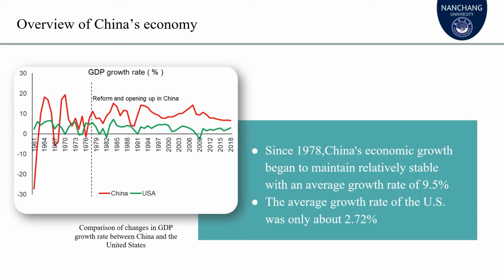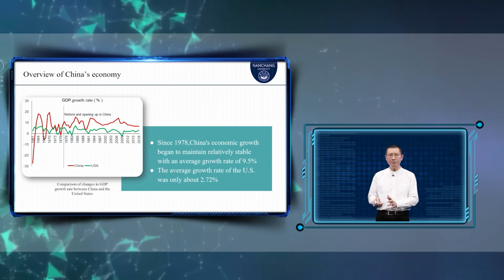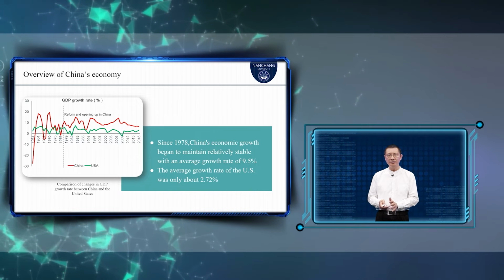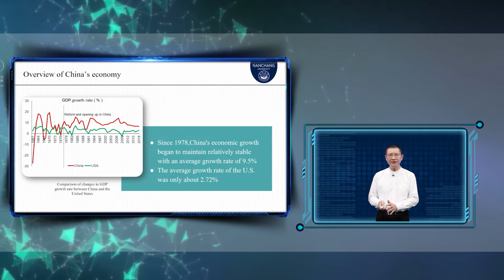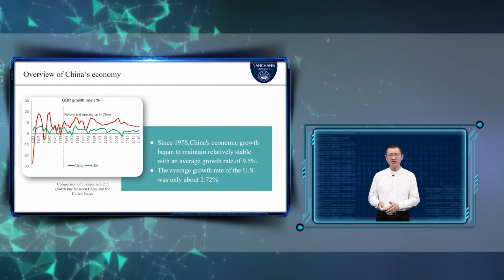From this picture, we can see that before the reform and opening up, due to the instability of macroeconomic policies and the external environment, China's economic growth rate fluctuated greatly. But after 1978, China's economic growth began to maintain relative stability, with an average growth rate of 9.5%. In the meantime, the average growth rate of the U.S. was only about 2.72%. If China's economy can sustain this steady growth, it is expected to surpass the U.S. around 2030.